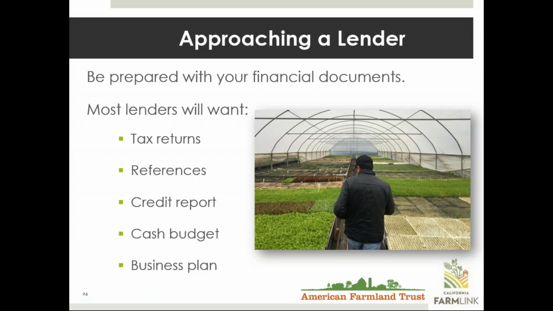So these are things like tax returns. Those are usually going to be your Schedule F for farmer tax returns, and references, a credit report, business plan, cash budget. Just when approaching a lender, be ready. Know your financial position, know how much you can repay and how much down payment you have. Have all of these documents in order and be familiar with their contents.